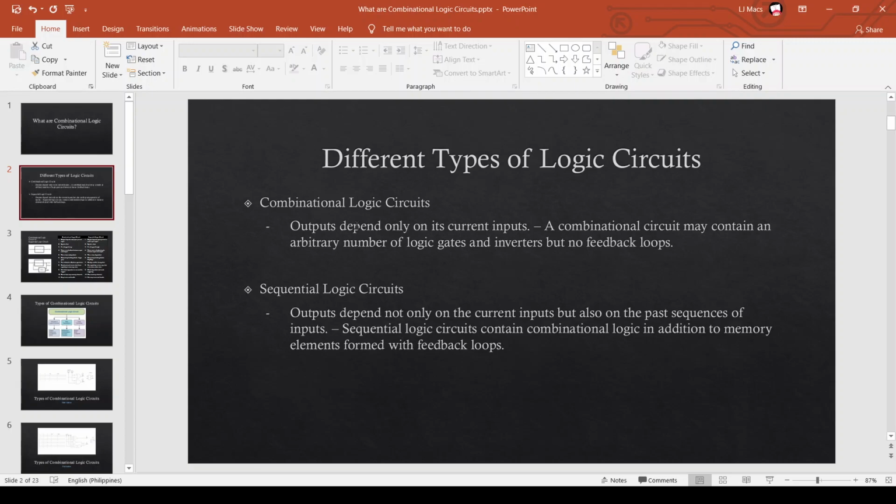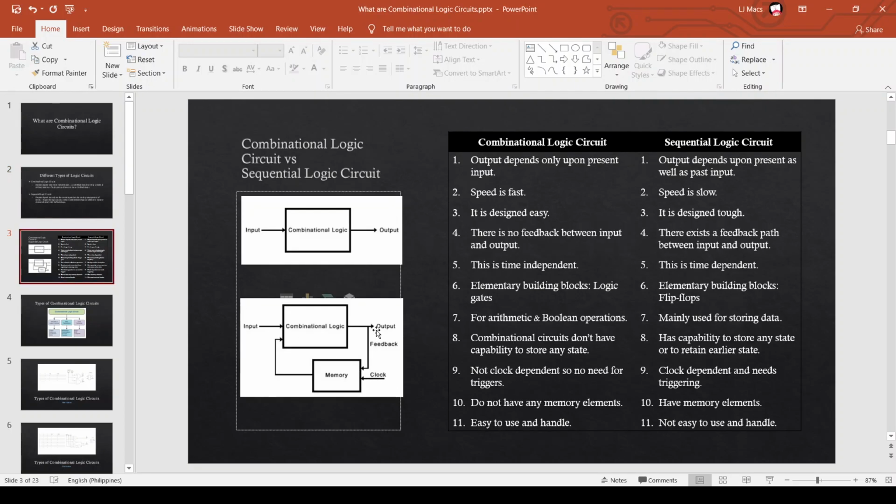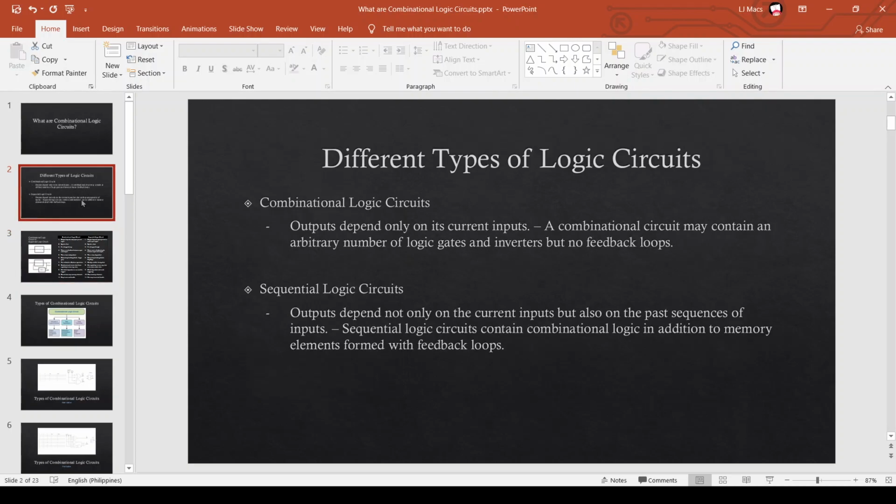In combinational logic circuits, the outputs depend only on the current inputs, and a combinational circuit may contain a number of logic gates and inverters, but no feedback loops. Feedback loops are connections from the output to the input. So that is a feedback loop.